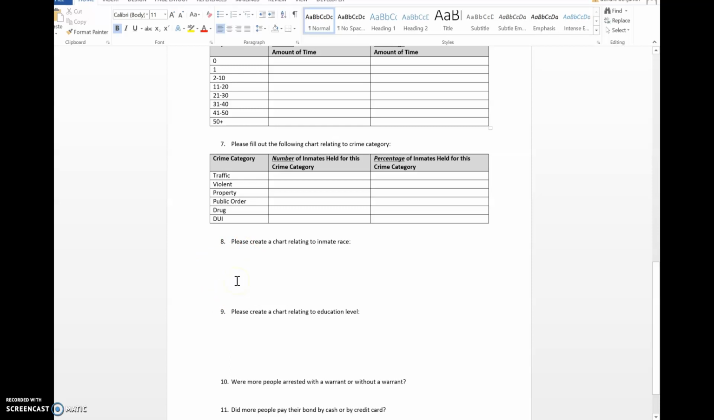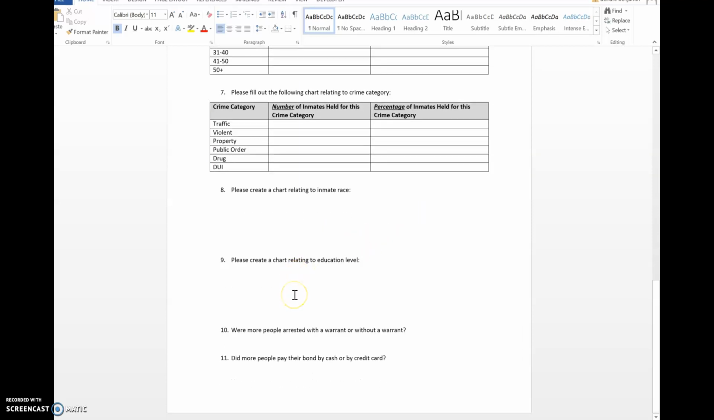and this goes all the way back to our first data analysis in the counted. So you'll need to create a chart that looks like this, that has race and then the different races listed, the number, meaning how many of that individual race, and then the percentage. Then we're going to do one for education level. So again, the same thing.